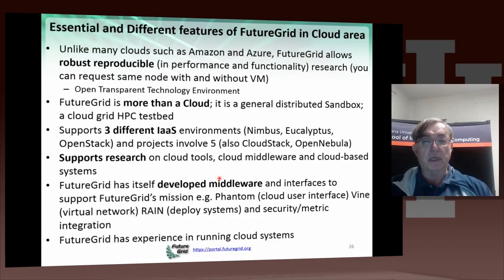We wanted to emphasize that there is an important difference between Amazon, Azure, and Google Compute Engine and FutureGrid, and that the commercial systems are aimed at production. They're not aimed at reproducibility. They give you answers, not reproducible answers. FutureGrid aims to do robust, reproducible experimentation in support of research. And so it means you can request a node, and you can get it with and without virtual machines.